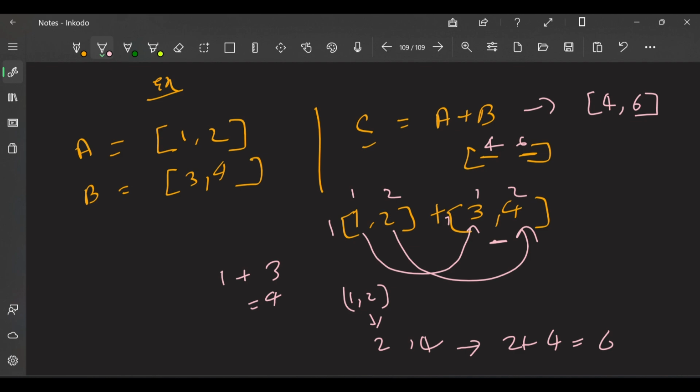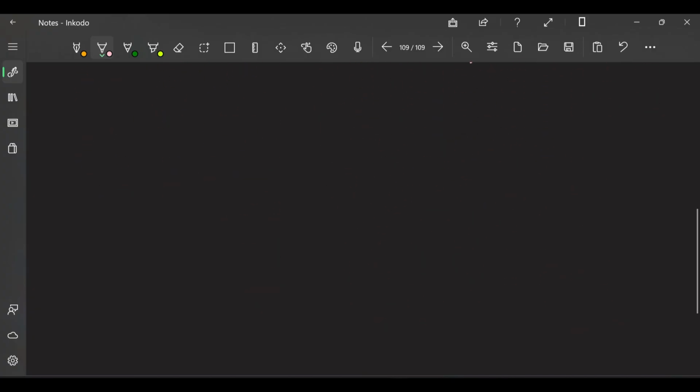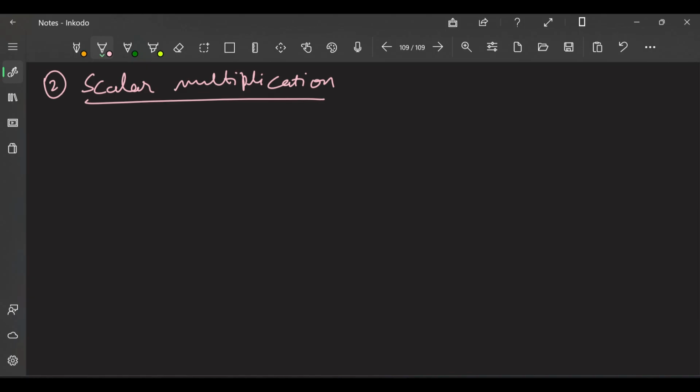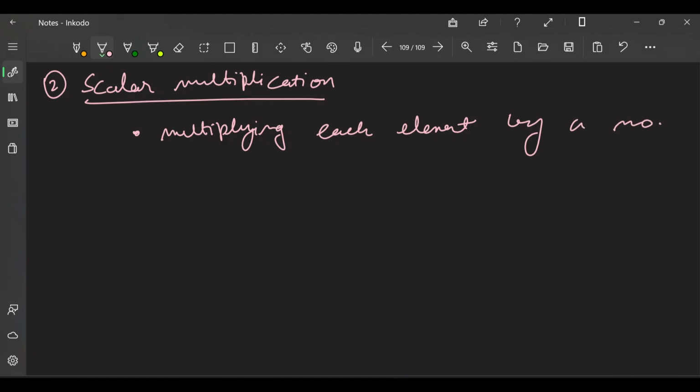So the next one is your scalar multiplication. What does it mean? In this we are multiplying each element by a number. Okay, so let's take an example and we'll understand.